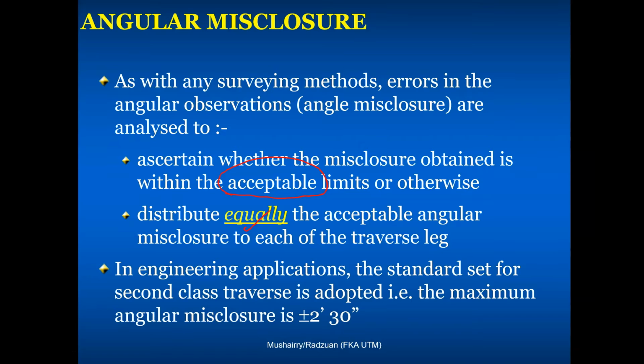As for the acceptable limit, for general engineering applications we're going to use a standard called the second class traverse, which among other things says the maximum angular misclosure is 2 minutes 30 seconds. So that's a number you have to remember, 2 minutes 30 seconds. So how do we find out? Okay, let's do one example.